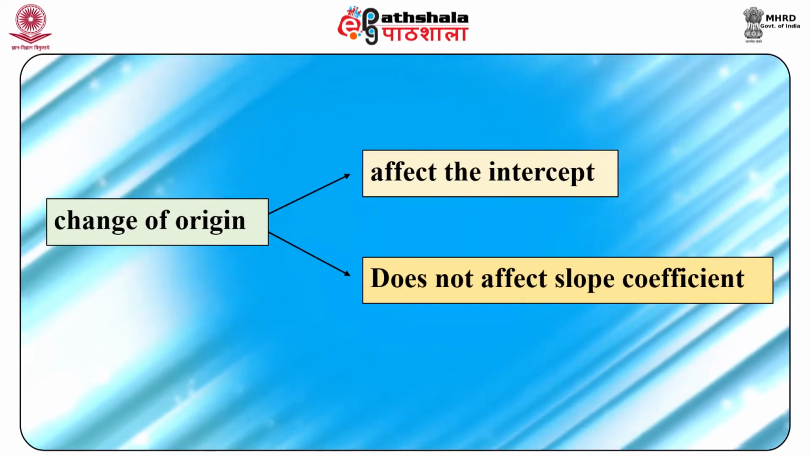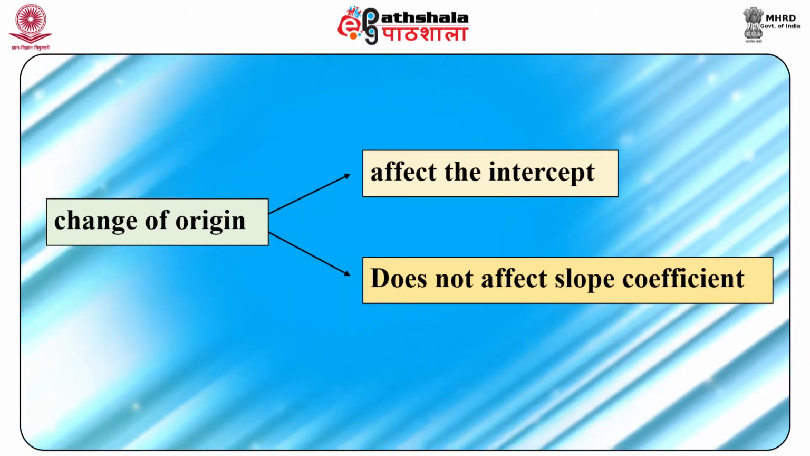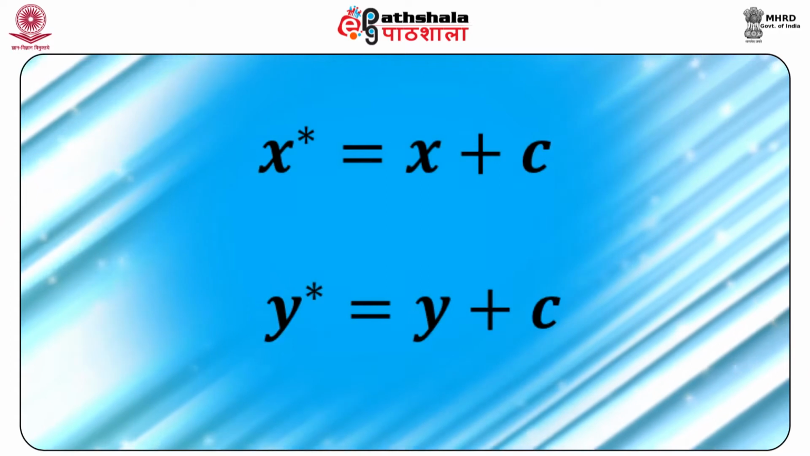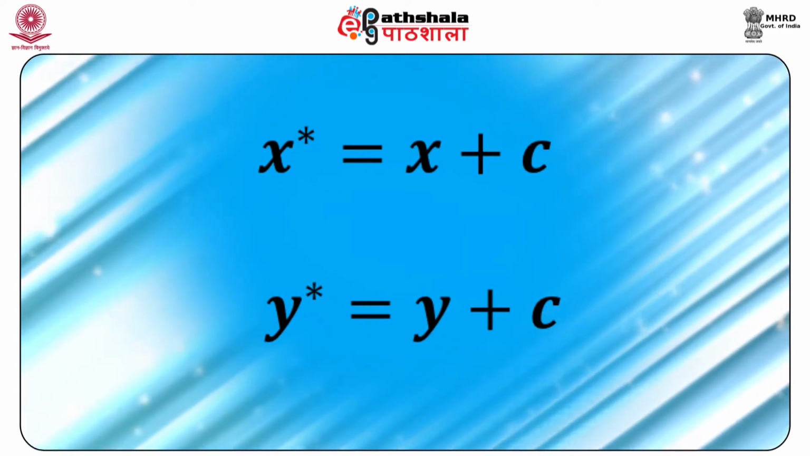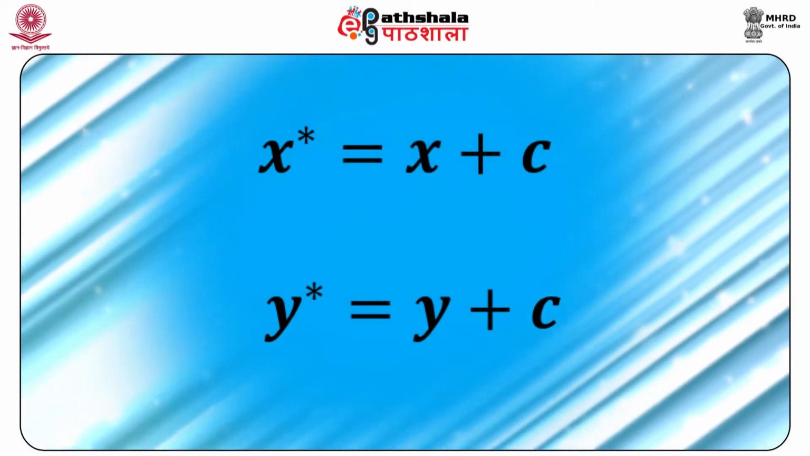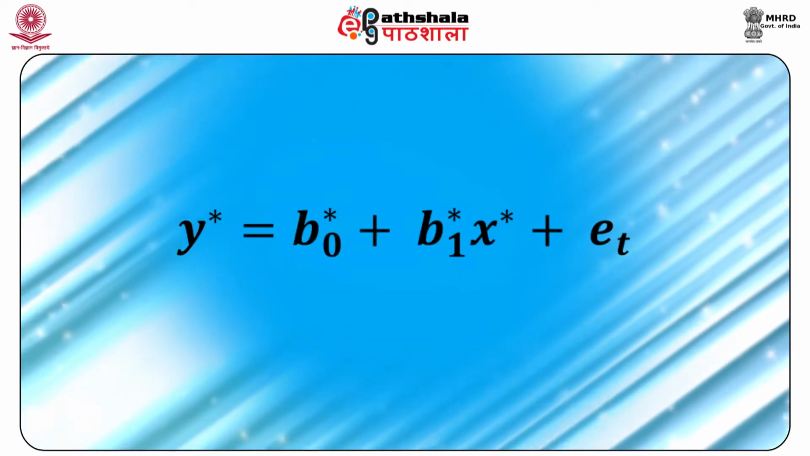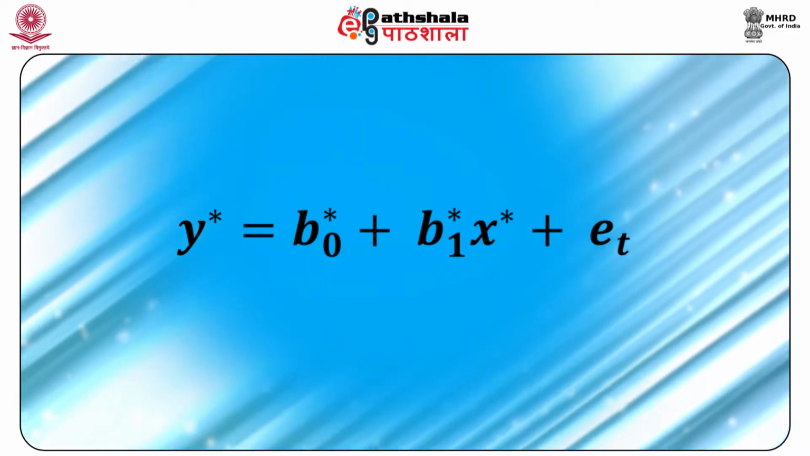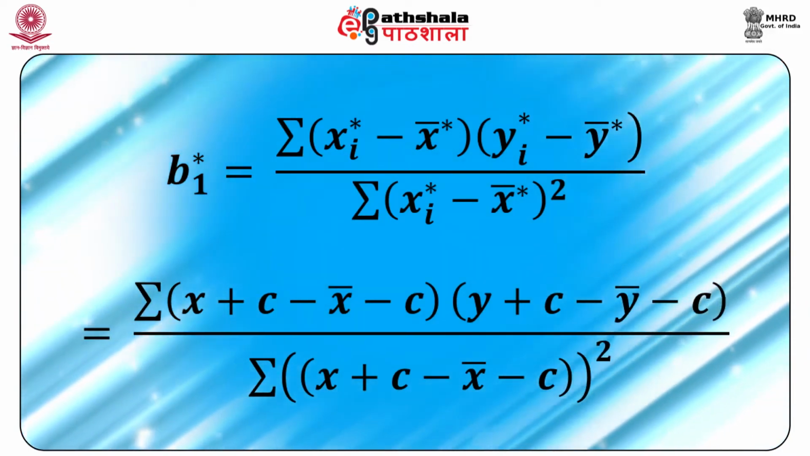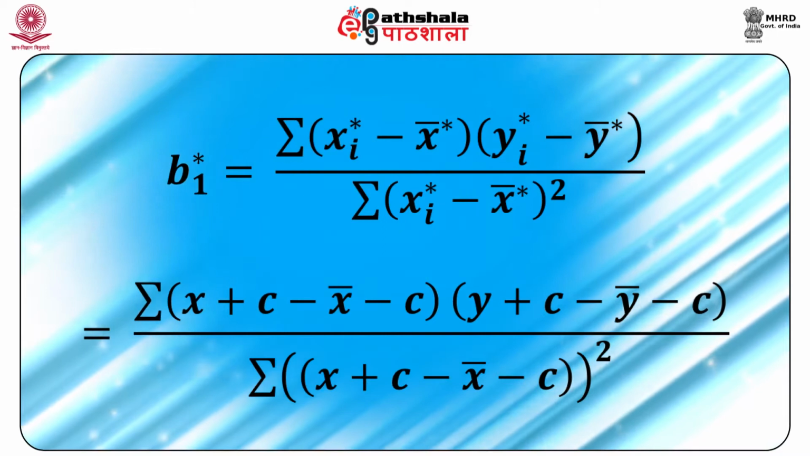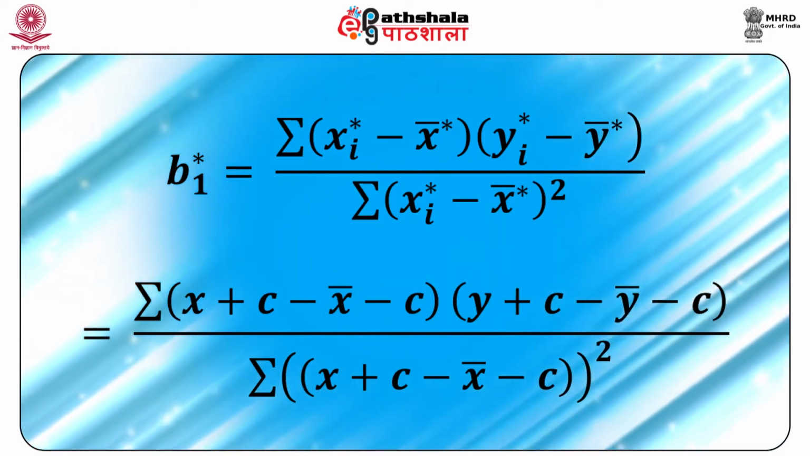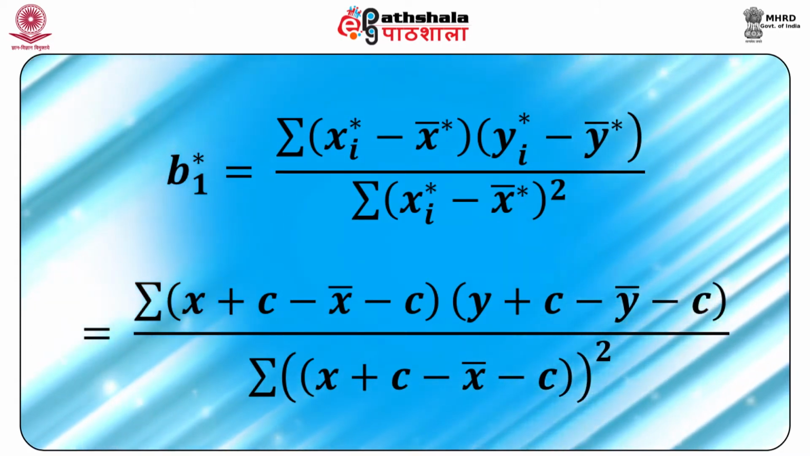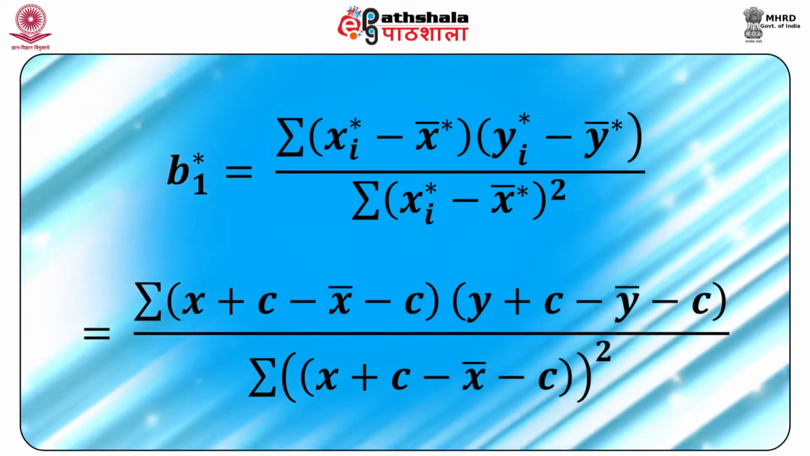The origin can be changed by either adding or subtracting a constant c to x and or y. So, suppose x star is now equal to x plus c and y star is equal to y plus c. Then y star is equal to b0 star plus b1 star x star plus et. So, this is our model now. Then you will find that b1 star, which is the slope coefficient, is equal to sigma (xi star minus x star bar) into (yi star minus y bar star) upon sigma (xi star minus x bar star) whole square.